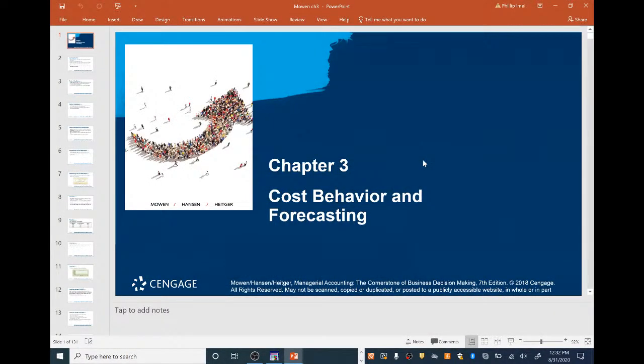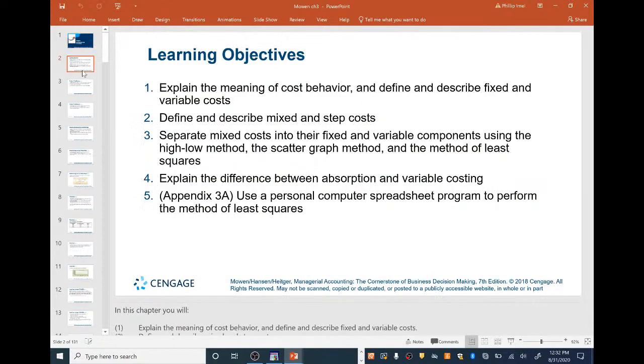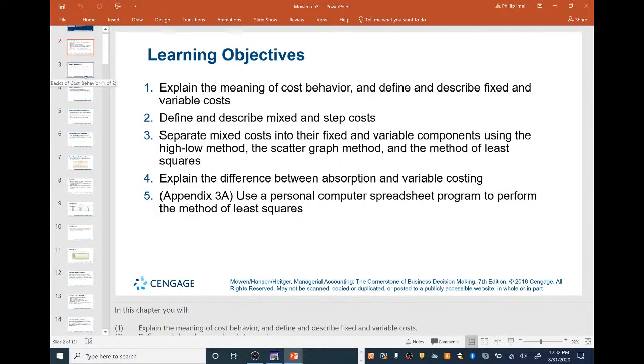Welcome back, everybody. Today we're going to be covering Chapter 3, Cost Behavior and Forecasting. So let's talk a little bit about some of our learning objectives for this chapter. The first one, we want to explain the meaning of cost behavior and define and describe fixed and variable costs. Define and describe mixed and step costs.